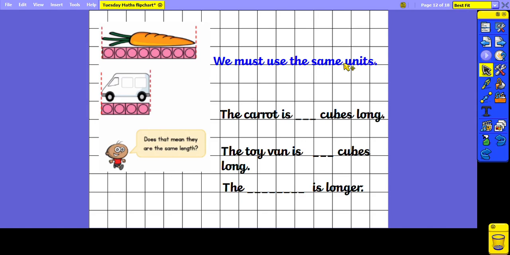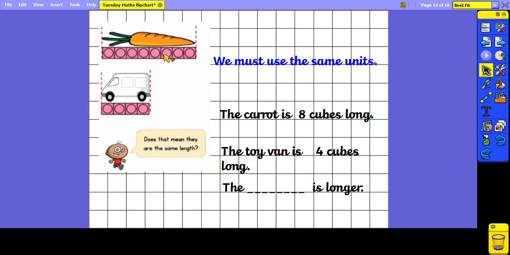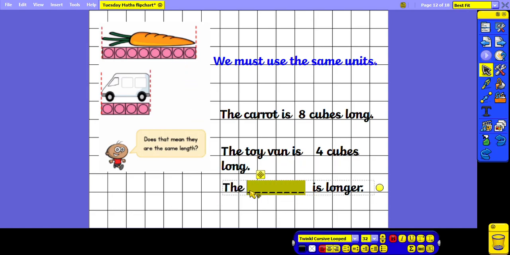And that is because we must use the same units. So here, cubes have been used to measure both. And the carrot is 8 cubes long. We know that the toy van is 4. So now that we have used the same object to measure the length, we know that the carrot must be longer.